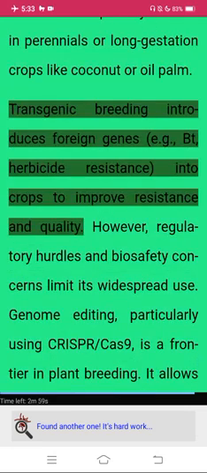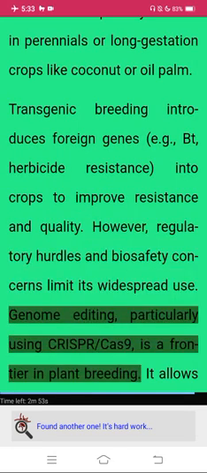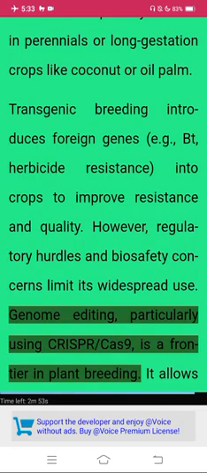Transgenic breeding introduces foreign genes, e.g., Bt, herbicide resistance, into crops to improve resistance and quality. However, regulatory hurdles and biosafety concerns limit its widespread use. Genome editing, particularly using CRISPR-Cas9, is a frontier in plant breeding.